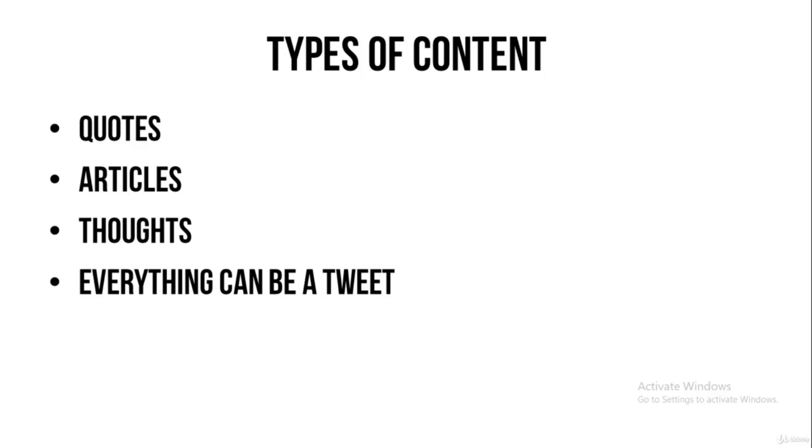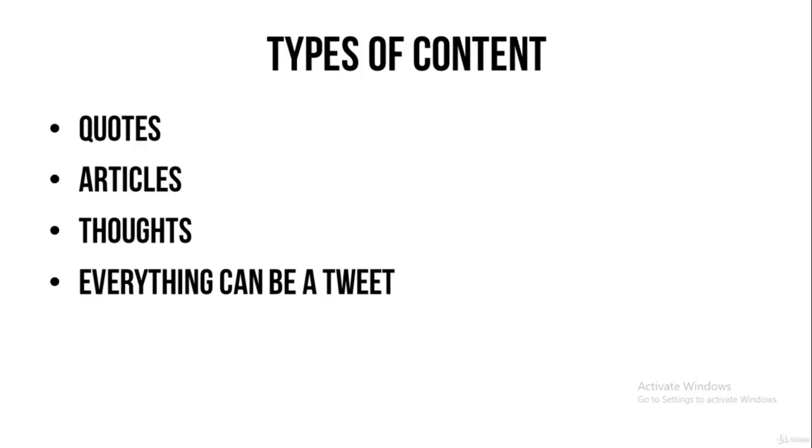So the 4 types of content that you can be posting on Twitter are quotes. You can post articles that you found online. You can just post your thoughts. Maybe you had an interesting thought, so you can share that with all of Twitter. That's how I do it sometimes. Sometimes I post articles. Sometimes I just share quotes, success quotes, and stuff like that.